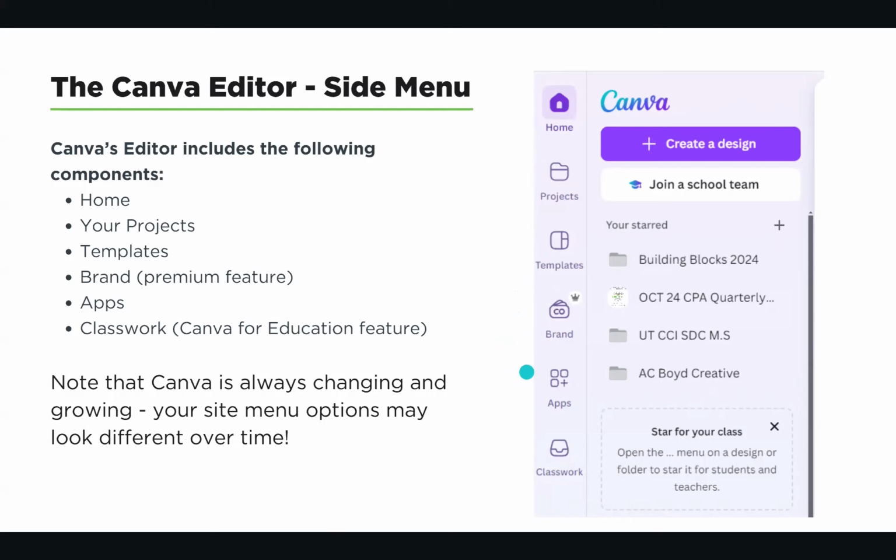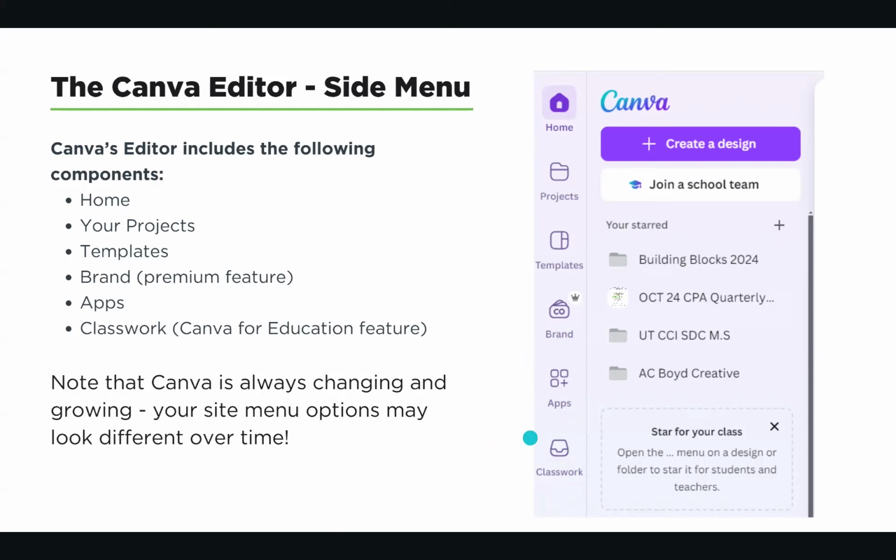I personally don't spend a lot of time in this app section. There are some outside sites or other apps that I've connected. I know you can post directly to social media from inside Canva, that kind of thing. So you would find any of those options there. And then this classwork option, that's a Canva for Education feature. So I have that on my profile because I'm using a Canva for Education account.